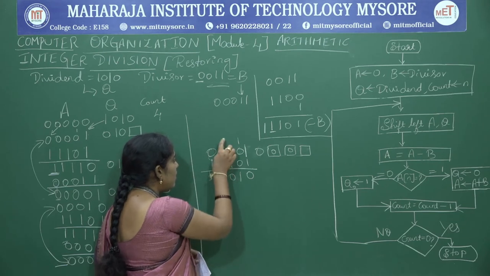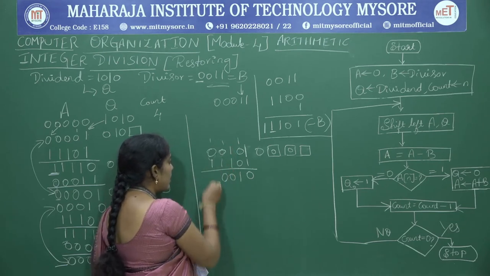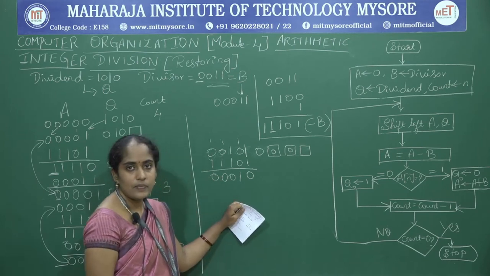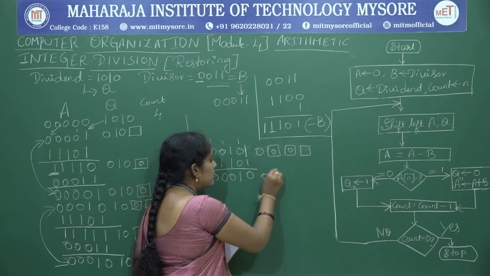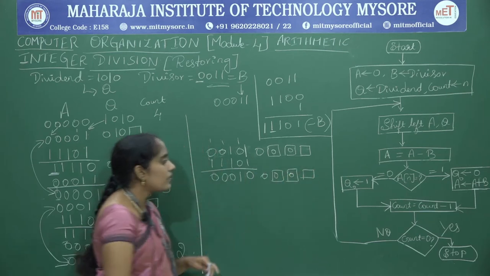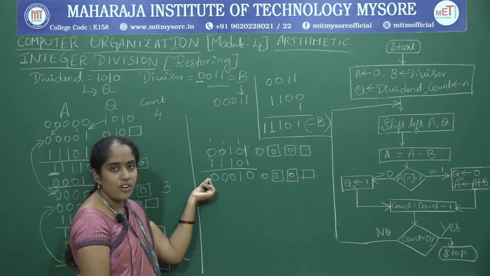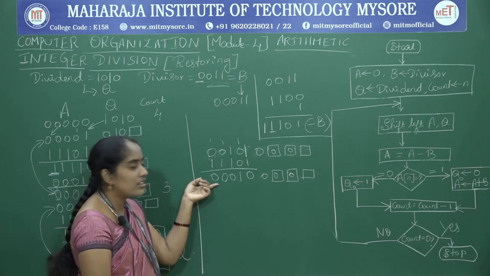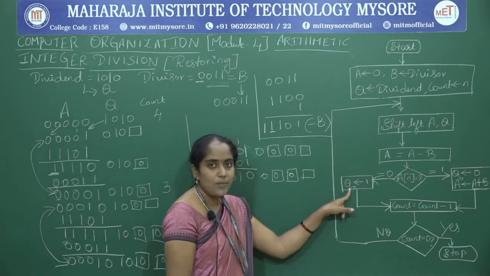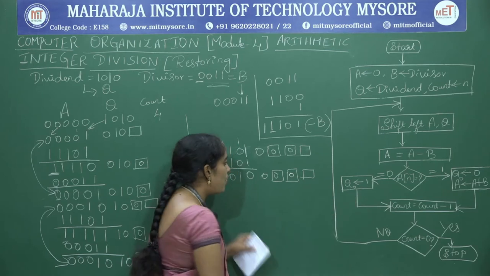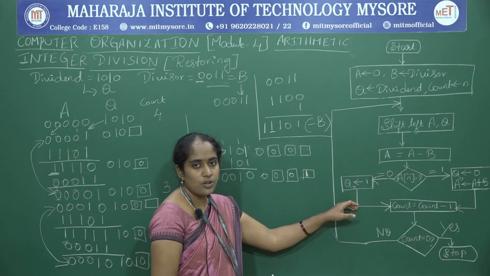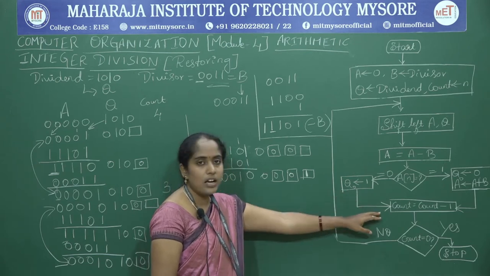Again here carry 1, 1, 1. Again 0, carry 1, 1, 1, 0 and neglect the carry here. Okay. So this is 0, 0, 0 and blank. Now check the sign bit of A. So in that case the sign bit of A is equal to 0. In that case go to this step, set Q0 value to 1. So here no need to worry about the restoring of A, just decrement the count value.